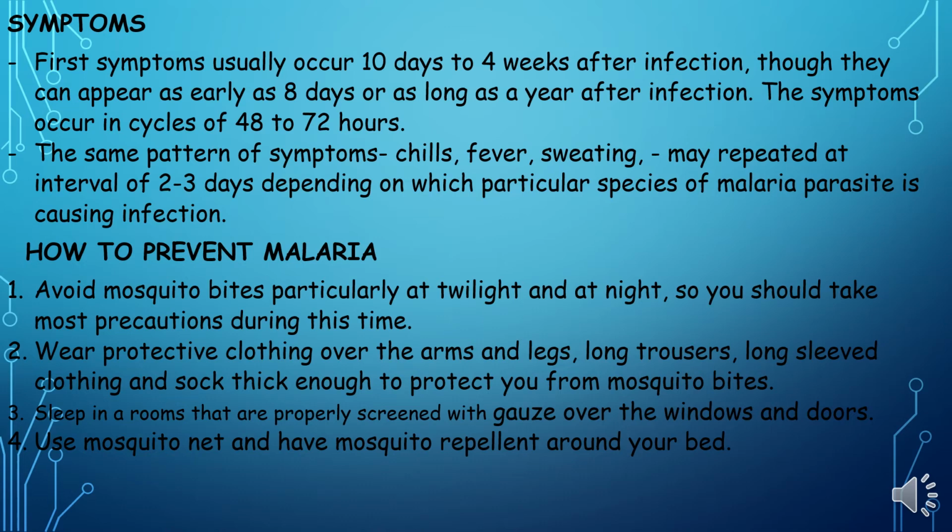How to prevent malaria? Number one, avoid mosquito bites, particularly at twilight and at night, so you should take most precaution during this time. Number two, wear protective clothing over the arms and legs, long trousers, long sleeved clothing, and socks to protect you from mosquito bites. And number three, sleep in a room that is properly screened with gauze over the windows and doors. Number four, use a mosquito net and have mosquito repellent around your bed.